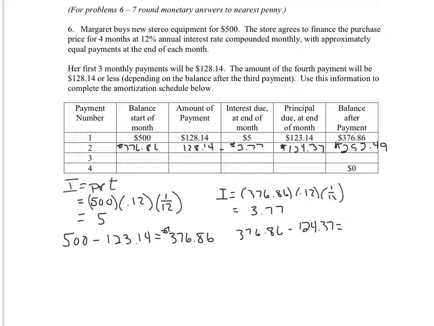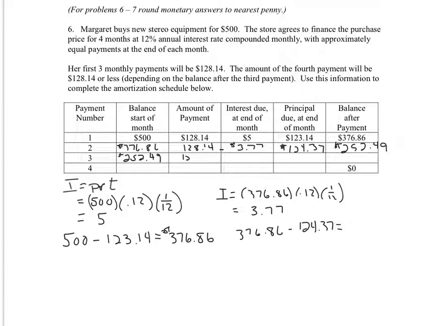$252.49. Okay, so after 2 payments, that's how much she still owes on her stereo, which means at the beginning of the month, $252.49 is what she owes. All right, let's figure out what happens on this third payment.